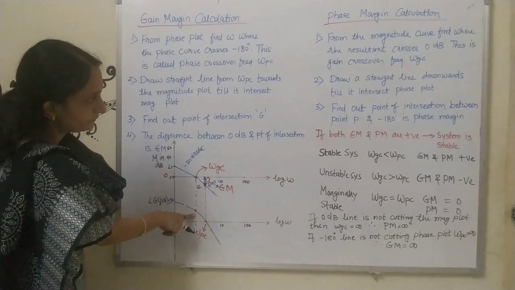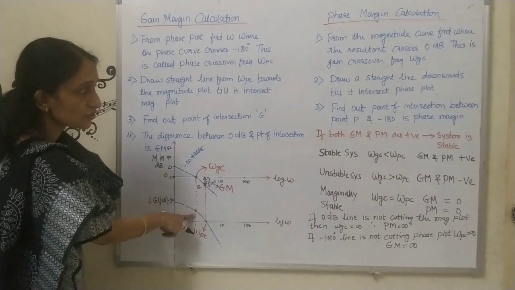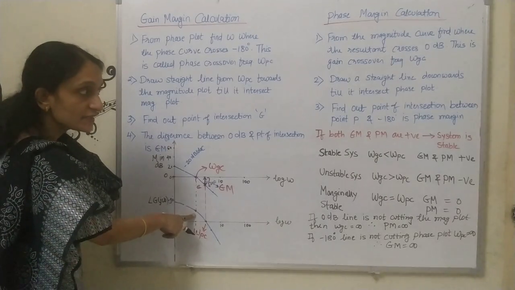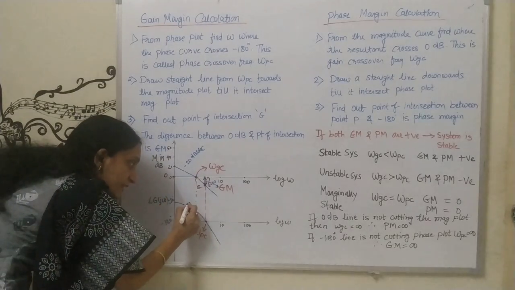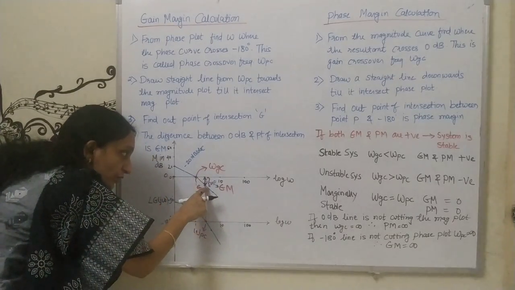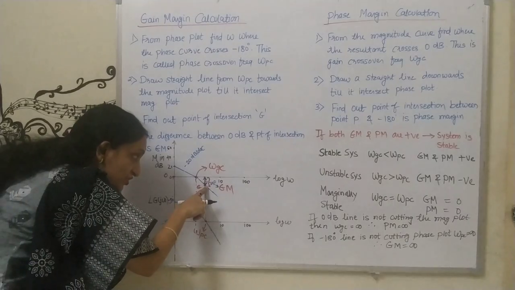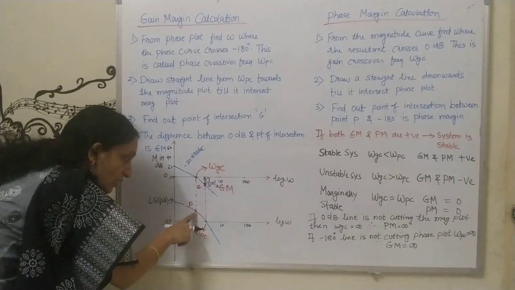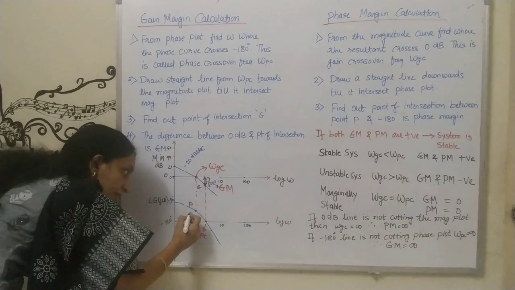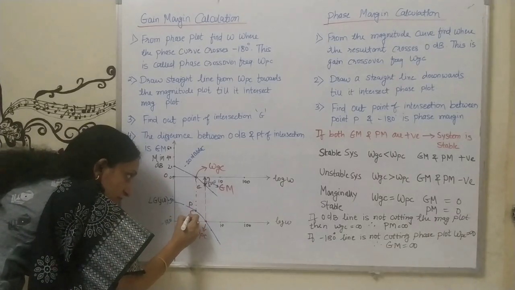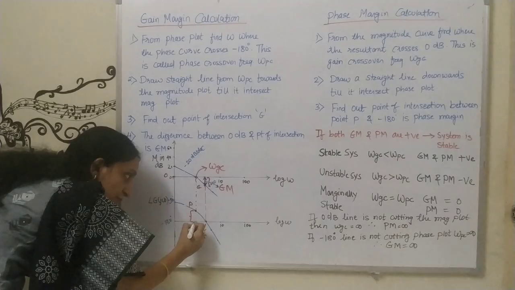Then next, find the point of intersection; the difference between point P and minus 180 degrees is the phase margin. So this point is called P, whereas here we have shown the point of intersection as G. This is point P, suppose. Now what we will do, we will calculate the difference between this point P and the minus 180 degree line.